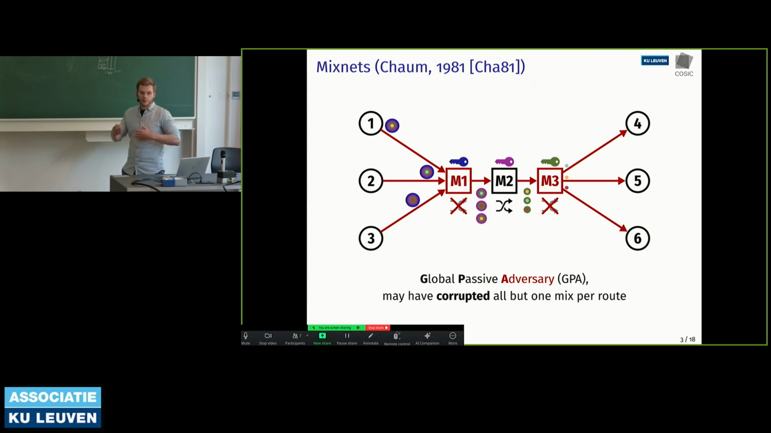Right? It's participating in the network as it is supposed to, but it keeps track of all the metadata of the packets that it sees flying by. And in this case, we call this a global passive adversary because it sees everything, but remains passive. Right? And it also, in this case, has corrupted some of the mixes, M1 and M3 specifically. But the idea is that even under these very dire circumstances, a mixnet is able to break these correspondences of packets entering the mixnet and leaving the mixnet. Right? So this is a really nice property, something that we might want to have for network anonymity.